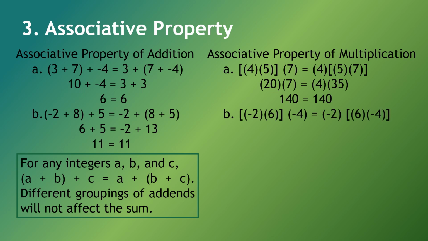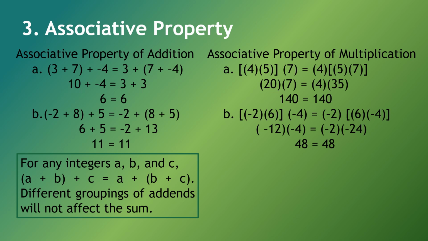The product of negative 2 times 6 times negative 4 is equal to negative 2 times the product of 6 and negative 4. So let us multiply negative 2 times 6 is equal to negative 12. And then bring down negative 4 equals negative 2. And then multiply 6 and negative 4. The answer is negative 24. So negative 12 times negative 4 is equal to positive 48. And negative 2 times negative 24 is also equal to positive 48.